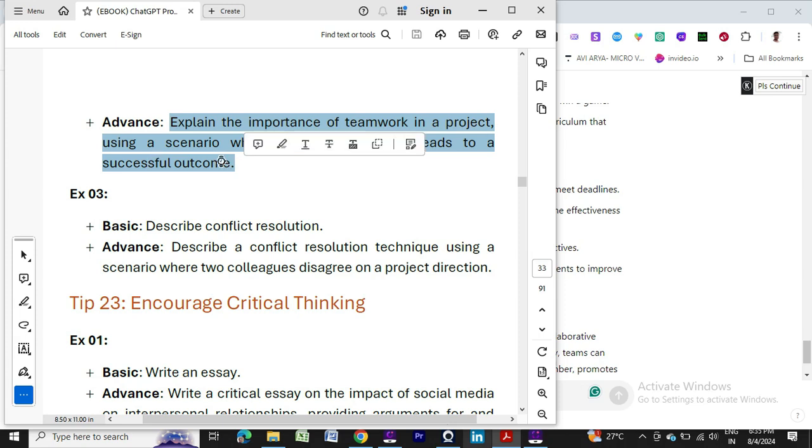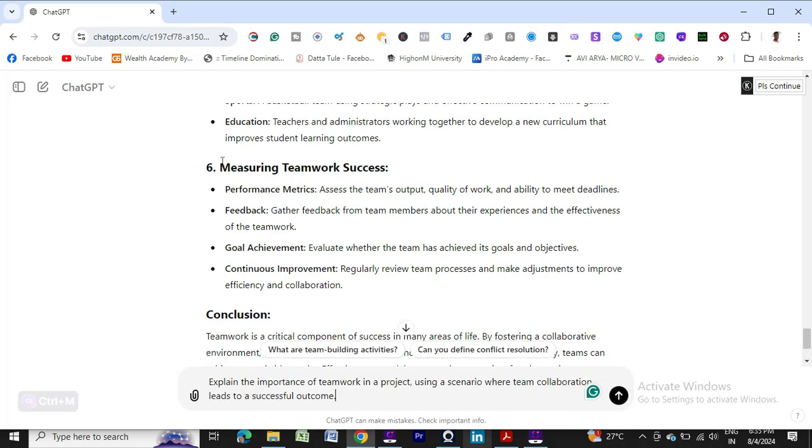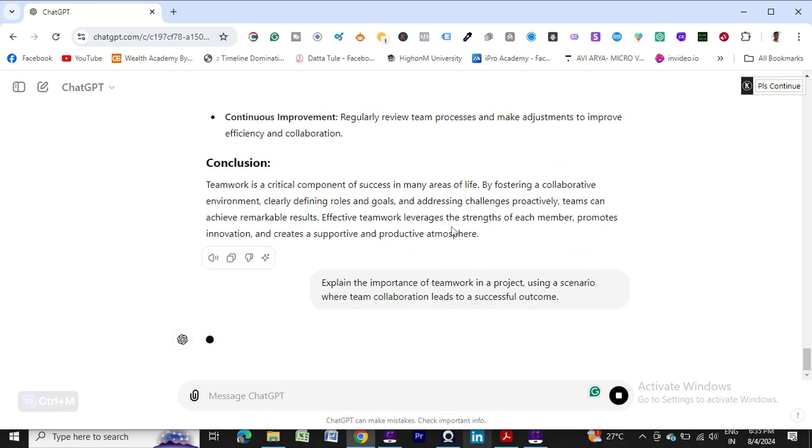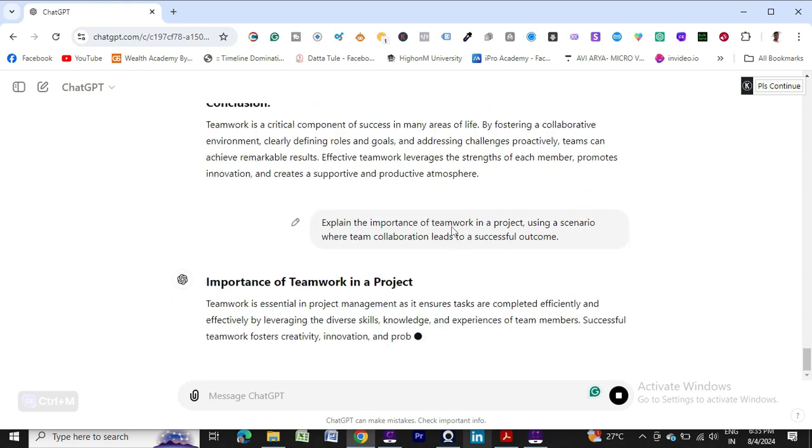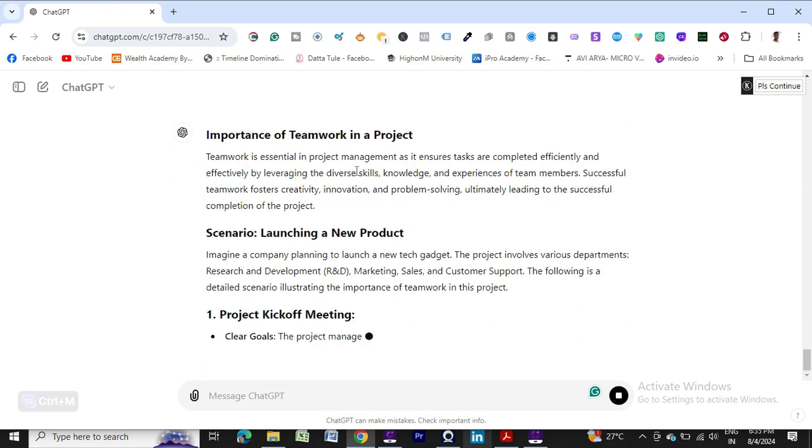So you are asking for a scenario. Let's check. Explain the importance of teamwork in a project using a scenario where team collaboration leads to a successful outcome. So you are asking ChatGPT to please provide a scenario so that we can understand it better. It will be more professional, more to the point, and a more accurate response you will get.